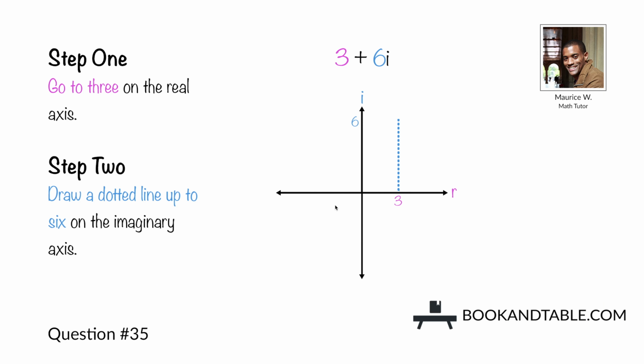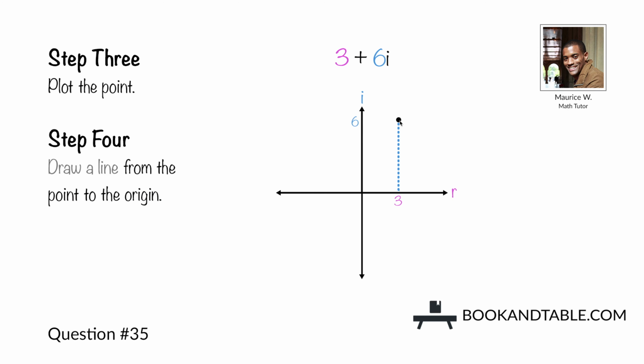First, let's sketch our right triangle for this complex number. So step 1, go to 3 on the real axis. Step 2, draw a dotted line up to 6 on the imaginary axis, and then plot the point that represents 3 plus 6i. From here, we can draw a line to the origin. So now we have the right triangle that we can use to calculate our argument, which is the angle closest to the origin here. The argument is equivalent to this angle theta.